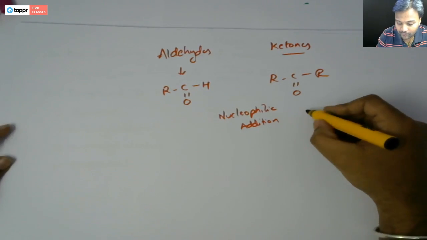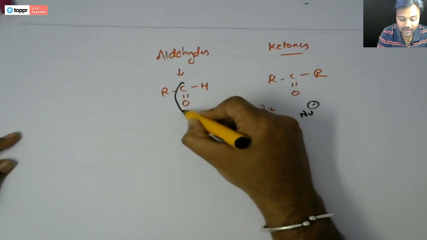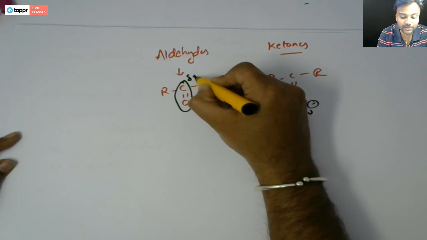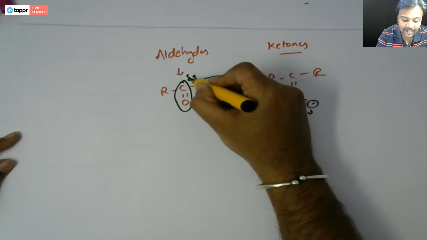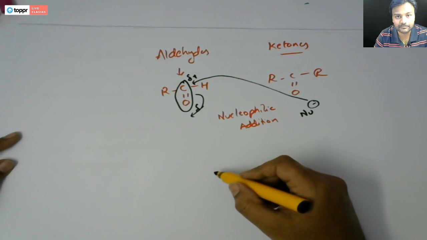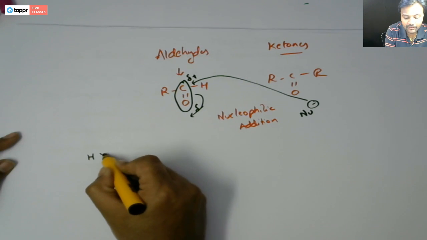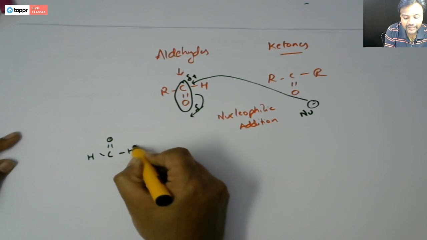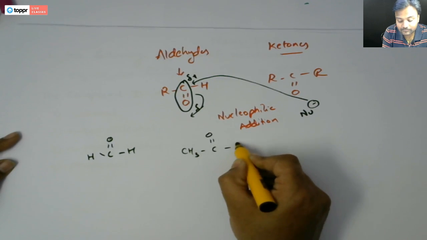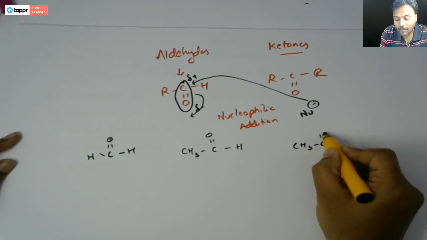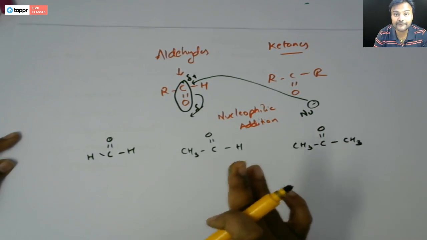A nucleophile is a species rich in electrons, whereas in the carbonyl group the carbon is always positive and the oxygen is negative, right? So the nucleophile can attack this carbon. Now I have the basic aldehyde, which is formaldehyde, another aldehyde, acetaldehyde, and acetone. Among these three, where do you think nucleophilic addition takes place faster?